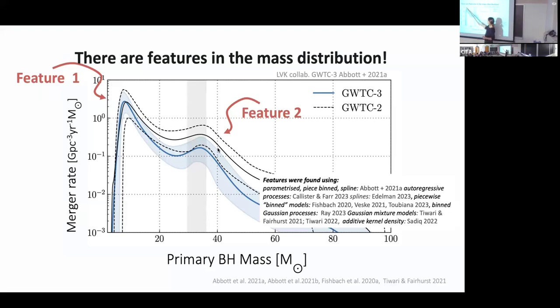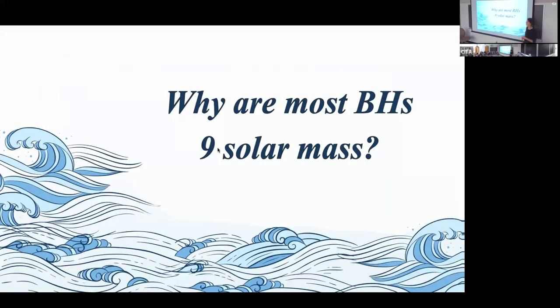I've been talking a little bit about this feature that seems to correspond to the other feature that I was just talking about, the stable mass transfer channel. But note again, and this is what the teacher was also already mentioning, this 9 solar mass peak is about an order of magnitude higher than the 35 solar mass peak. So you could ask, why are most black holes 9 solar masses?